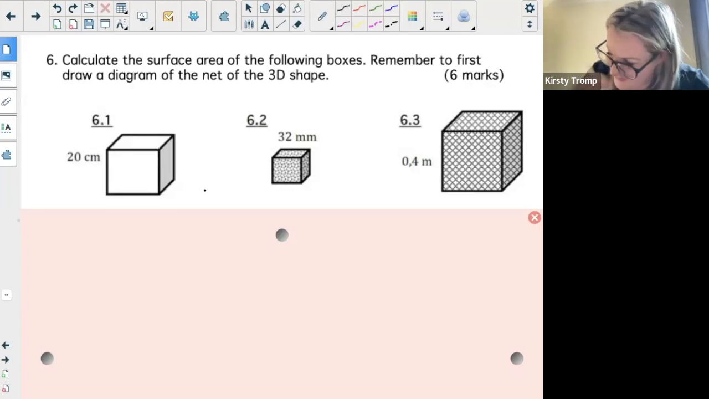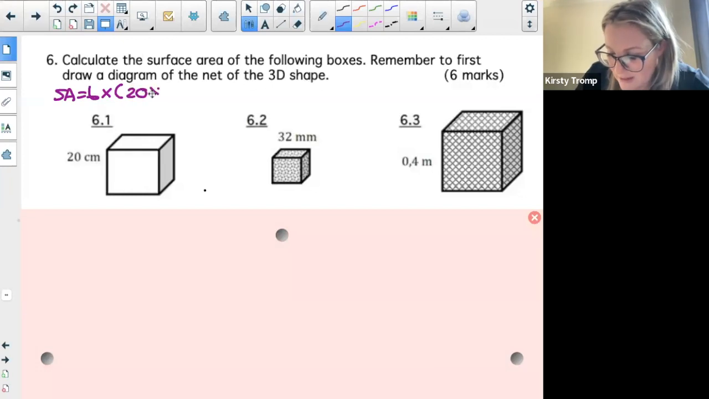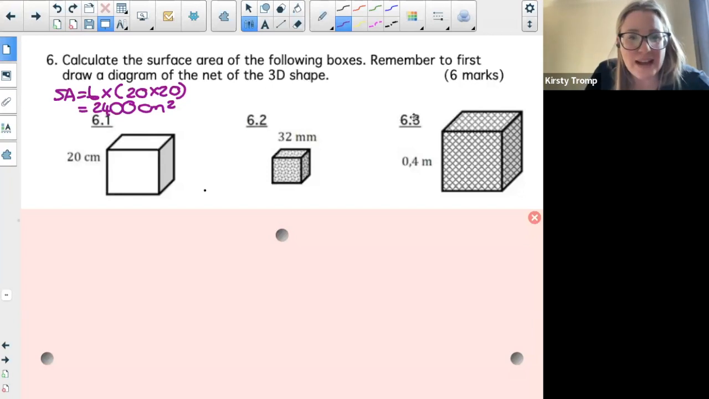So ma'am, I put SA equals to 6, bracket, 20 times 20. Good. Well done. All right. And what did you get? 2,400 centimeters squared. Well done, Umar. Thank you so much. Thanks, Umar. Bye.